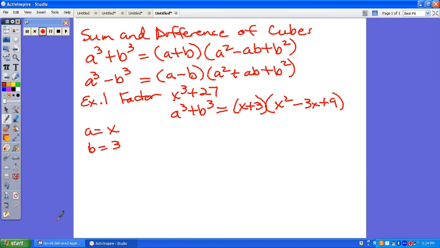Now, for the quiz, I will give you the formula. After that, you need to memorize it, because that's just something I expect you to know. So now let's do another one. Here's a good one.